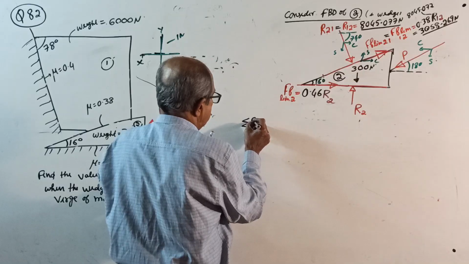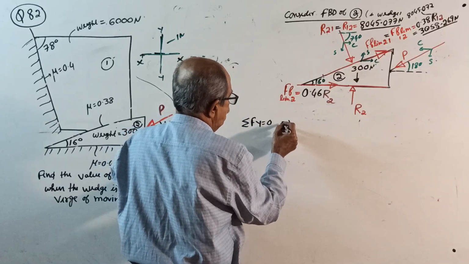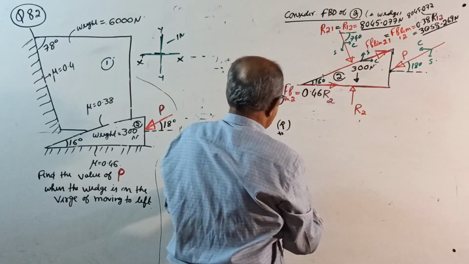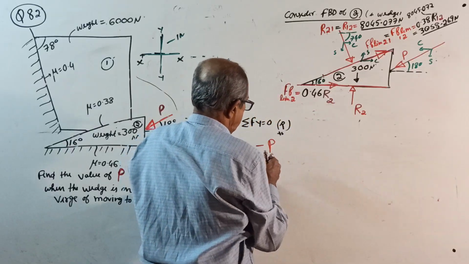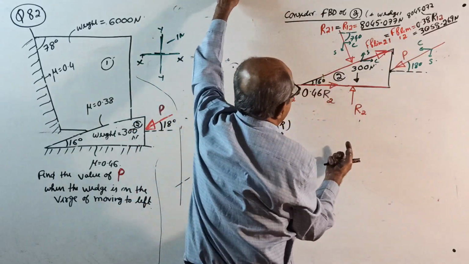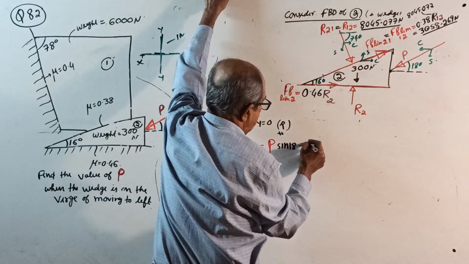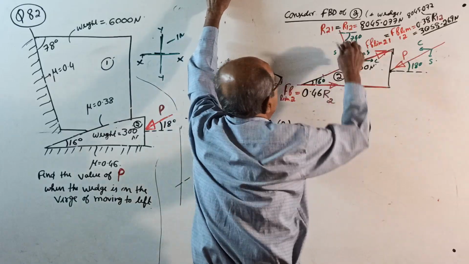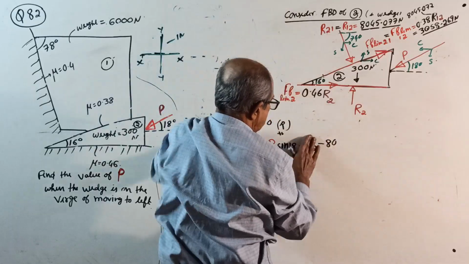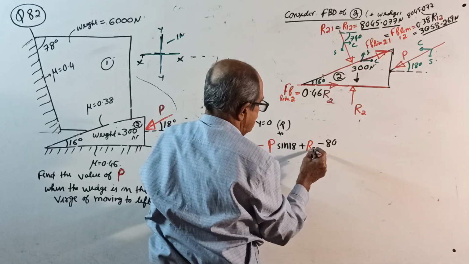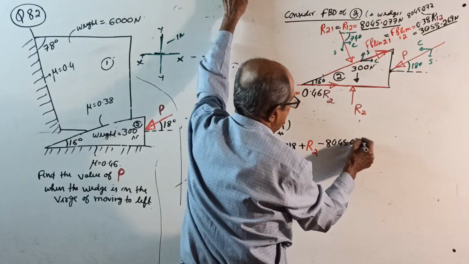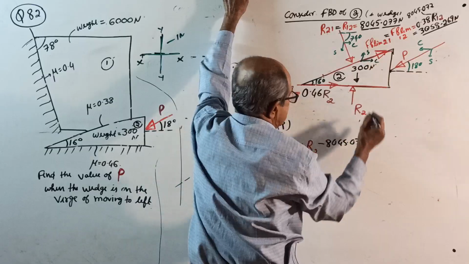Sigma Fy equals 0, take upward positive. Start. First start from P. Minus P sine 18, plus R2, minus 8045.077 force into sine 74. R2 is red color, unknown.